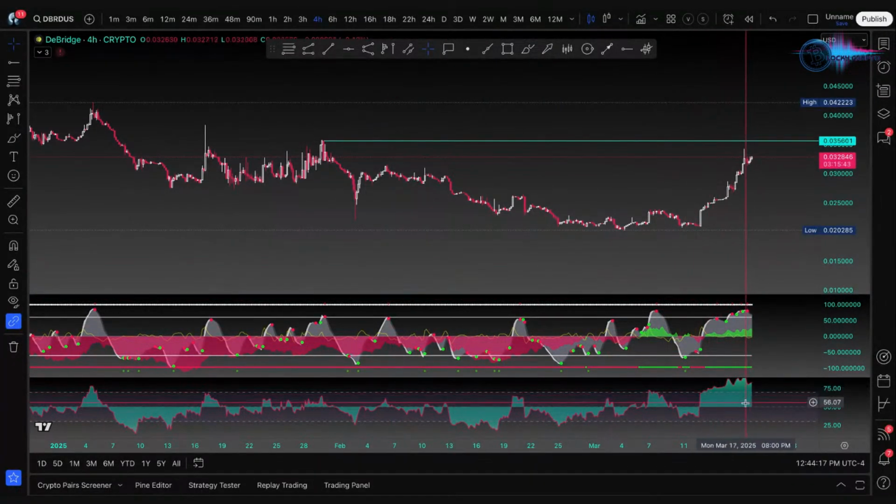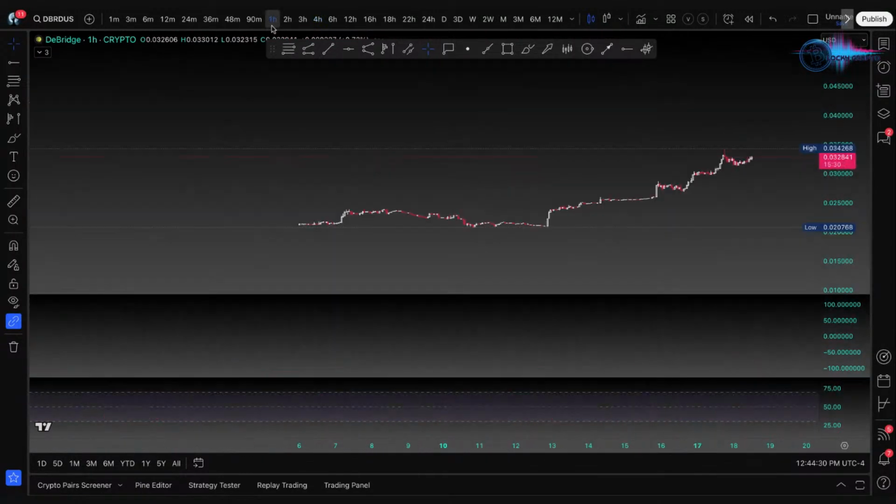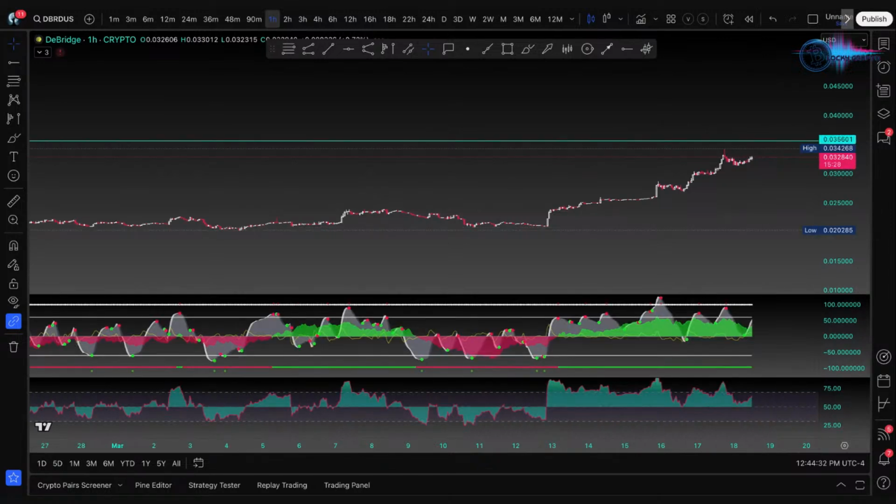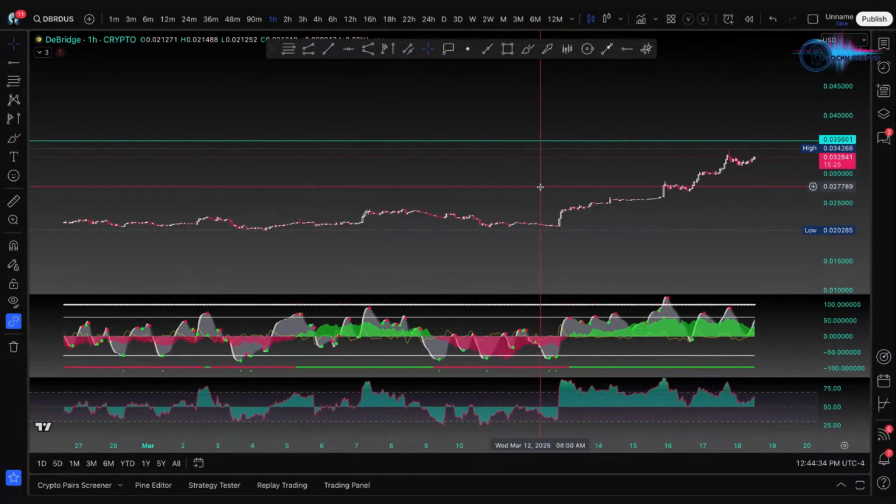This is pretty strong right now. D-Bridge is. There is green money flow. My money flow indicator is kind of messed up right now. But let me check the 1 hour for you. Yeah, I mean, this thing's moving up.